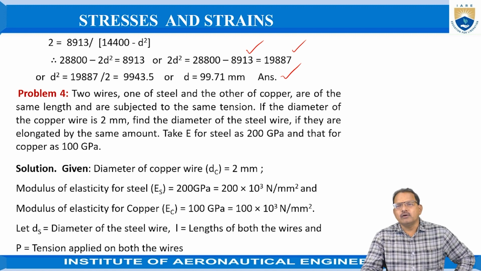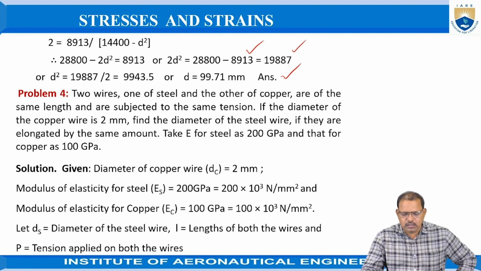Okay, problem number 4. Two wires, one steel and the other copper, are of the same length and are subject to the same tension. If the diameter of the copper wire is 2 mm, find the diameter of the steel wire if they are elongated by the same amount. Take E for the steel as 200 gigapascal and that for copper as 100 gigapascal.